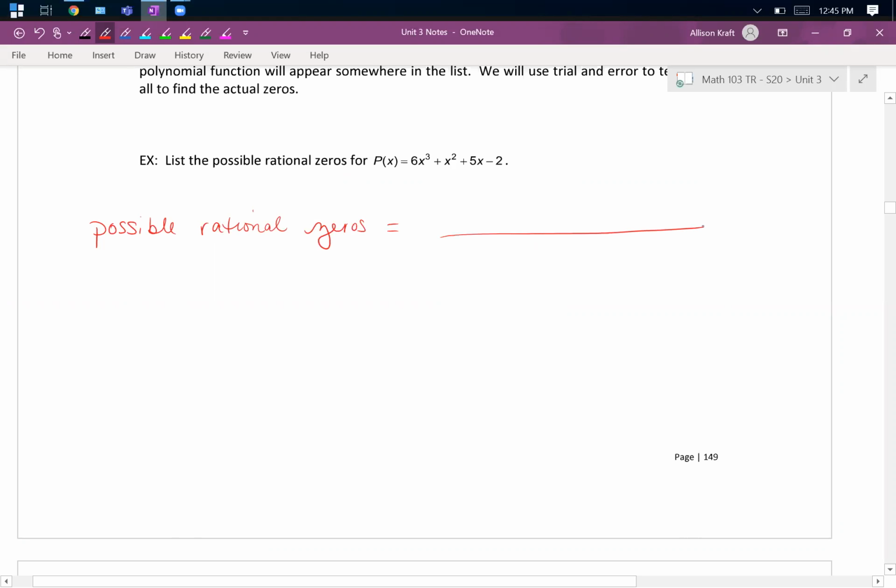We're going to start by making this weird fraction. In the numerator of this fraction, we're going to write all the factors of our constant term, which is -2. So what are our factors for -2?